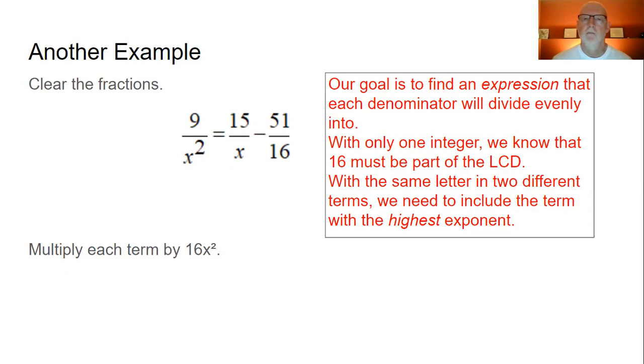And when we have the same letter, so we have x in two different terms, we need to include the term with the highest exponent so that it will eventually divide out. Because x squared divides into x squared, and x will divide into x squared. If we just had an x, we wouldn't remove all the x's in the denominator. We need at least the highest number on the exponent. So we're going to multiply each term here by 16x squared.